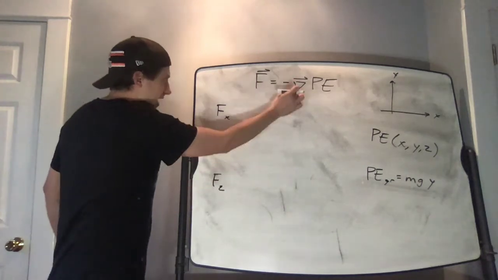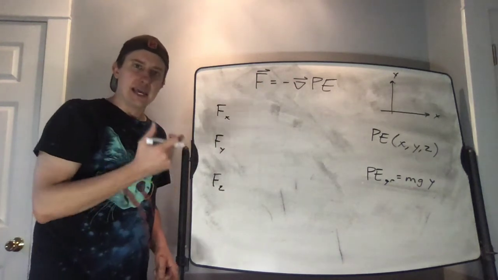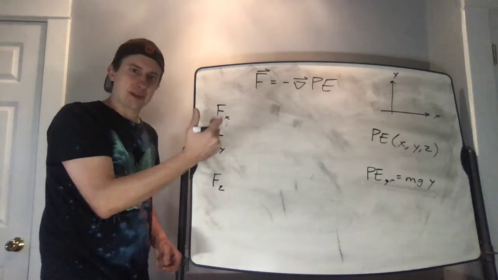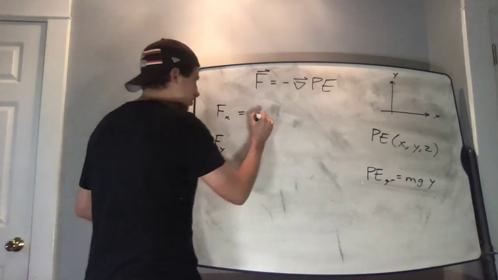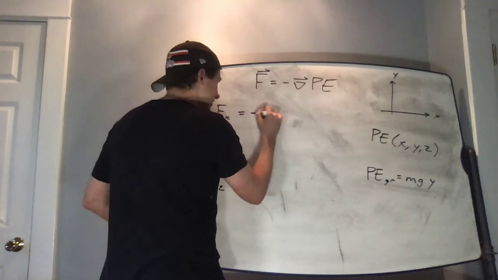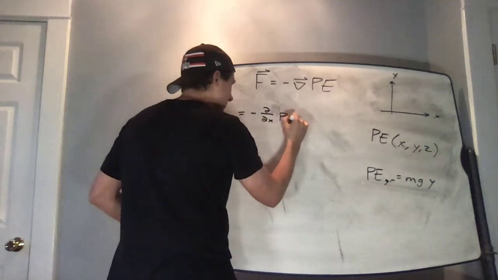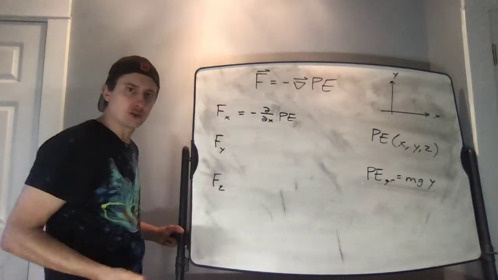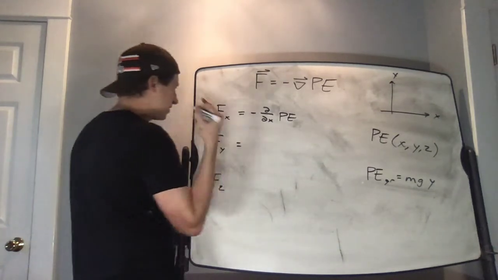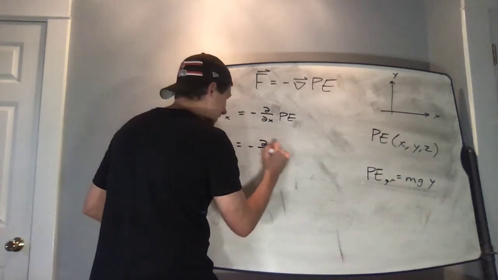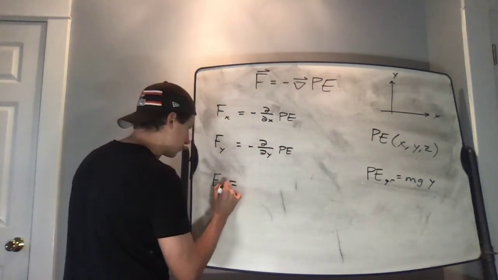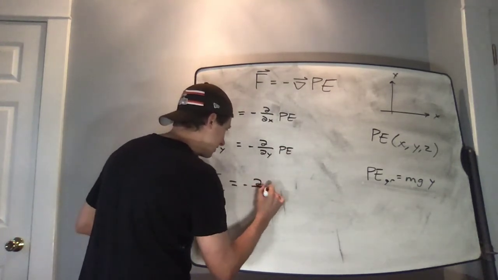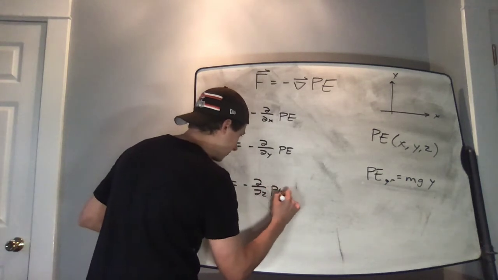Now, the Nabla operator is kind of like a derivative that got promoted to a vector. So I would write the x component of the force is negative d dx PE, and here I'm taking partial derivatives. The y component of the force could be written as negative d dy PE, and the z component of the force could be written as negative d dz PE.